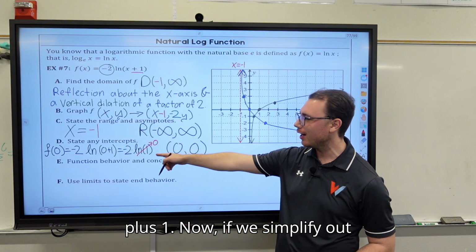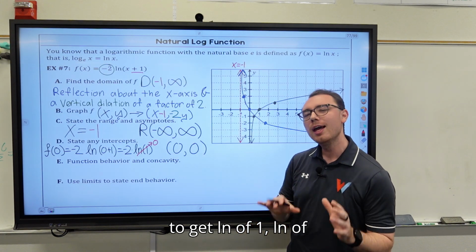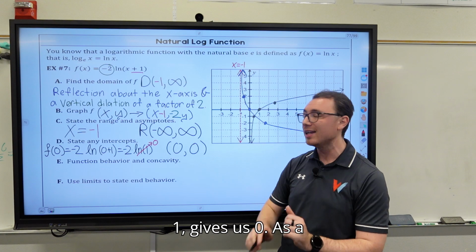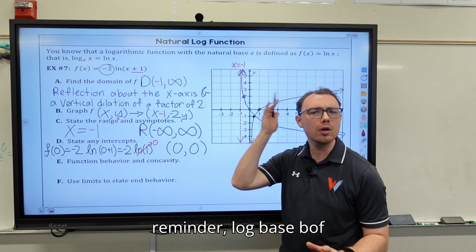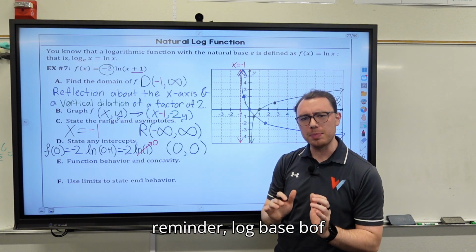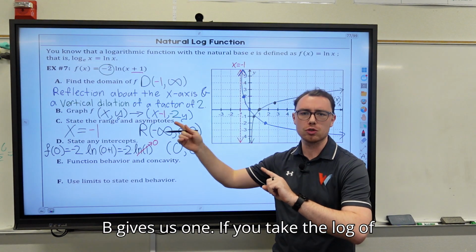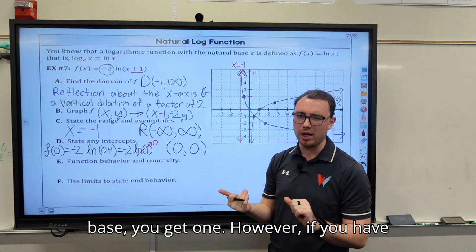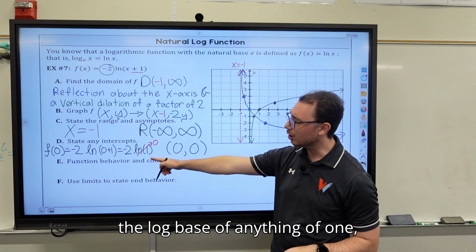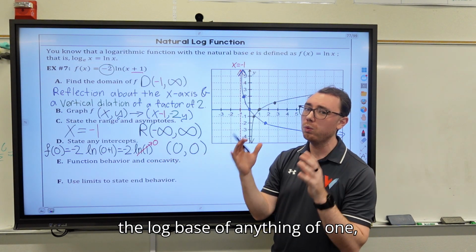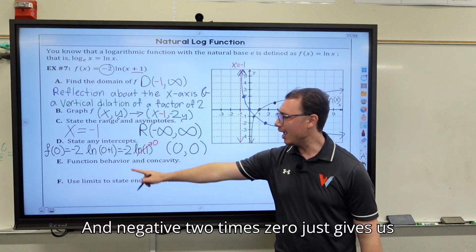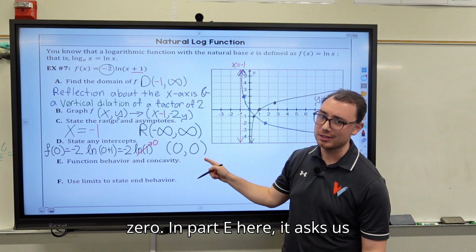Now, if we simplify, we get ln of 1. The log of any base of 1 gives us 0. As a reminder, log base b of b gives us 1. If you take the log of some number and you have that as the base, you get 1. However, if you have the log of 1 with any base, you end up getting 0 as your answer. And -2 times 0 just gives us 0.